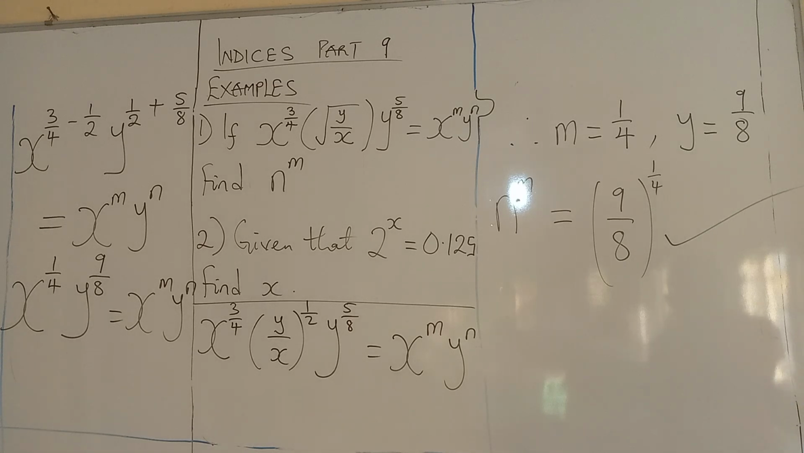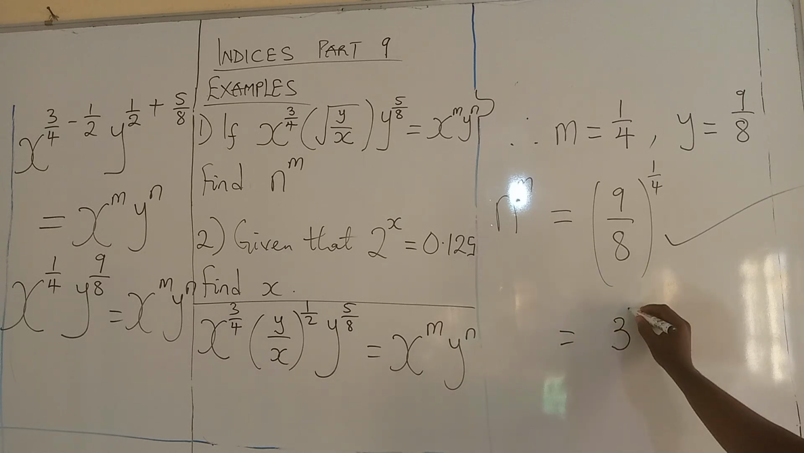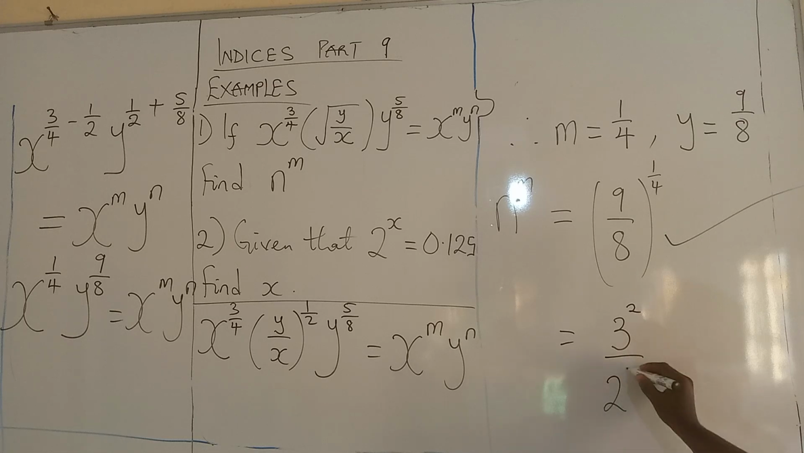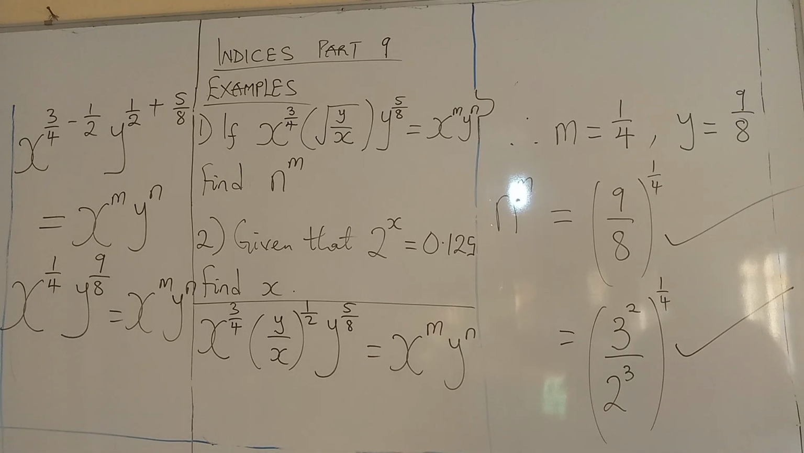If it is a theory question, if you leave it like that, you are okay. But in objective, there are many ways of keeping the answer. In objective, you can still keep it like this: 3 raised to power 2 over 2 raised to power 3. This is still correct. You can even take power 1 over 4 inside if it is objective. Another way you can keep the answer is 3 raised to power 2 over 4, which is 1 over 2, all over 2 raised to power 3 over 4. This is still correct. So those are different ways you can keep the answer to question number 1.